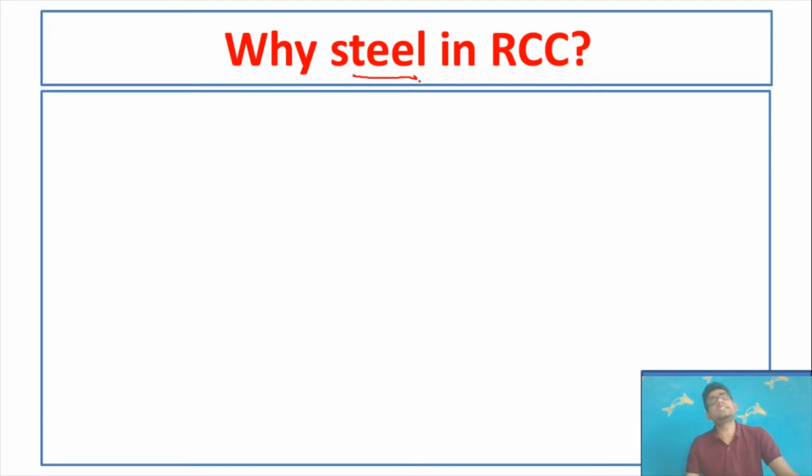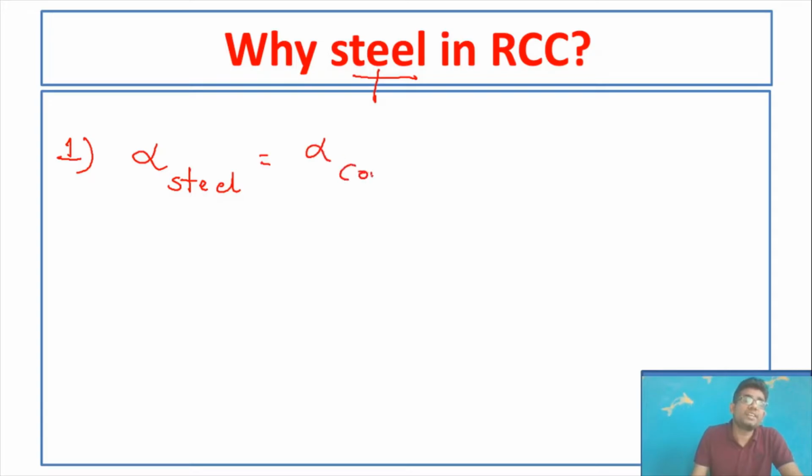Then why do we have to use only steel in RCC? I told you that RCC means reinforcing the cement concrete. Now why do we use only steel for reinforcing? Let us see the reasons. First, take the coefficient of thermal expansion that we denote with alpha. Alpha of the steel and alpha of the concrete.